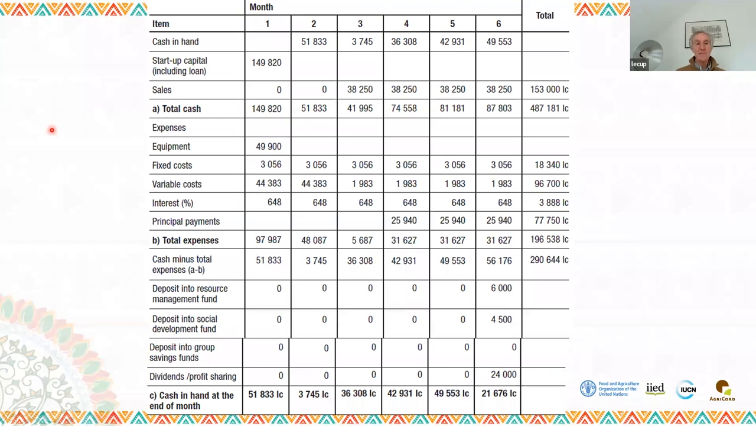And one thing that is also important, that we don't find very often in other calculations like this, is that there is a deposit to the management fund and a deposit to the social fund. These two things are very important in MA&D because that's where you start to include environment protection and all that is related to the environment. And that way you also include what is related to social development. That's what I wanted to add. I hope it is clear.